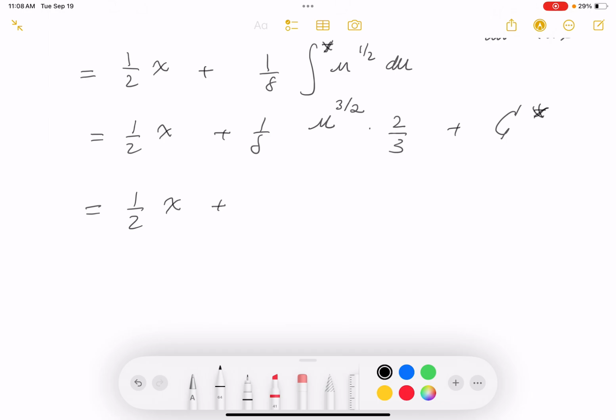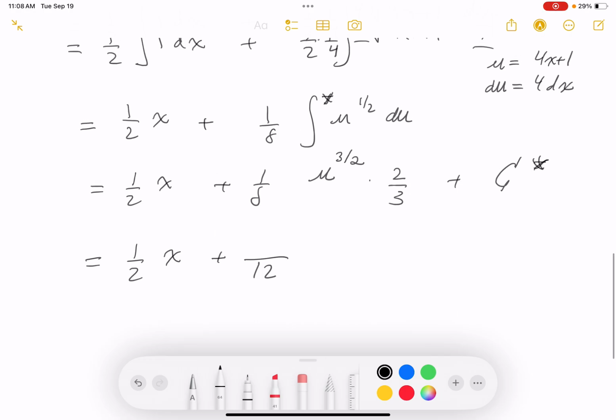plus, well, I'm looking at this, I'm going to reduce the fraction. 2 goes in 4 two times, and 2 times 3 is 6, so it's 1/12. And u to the 3/2 is really u root u. What was u? It's 4x plus 1. So it's going to be 4x plus 1, to the 3/2, so that's 4x plus 1 times the root of 4x plus 1. I go back to x's, I got this over here, and I think I'm done.